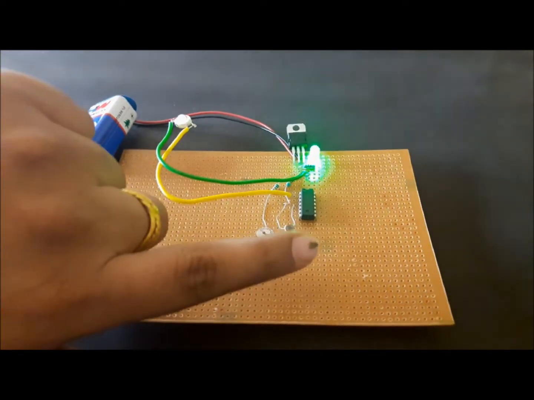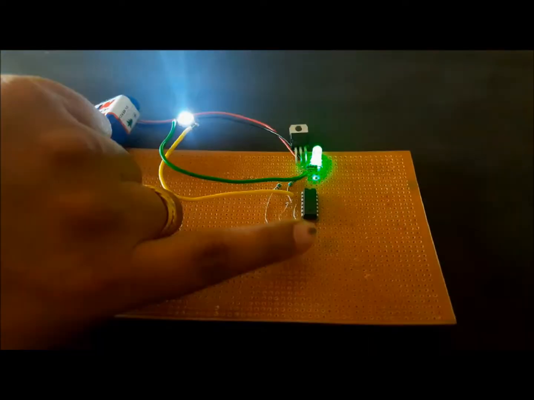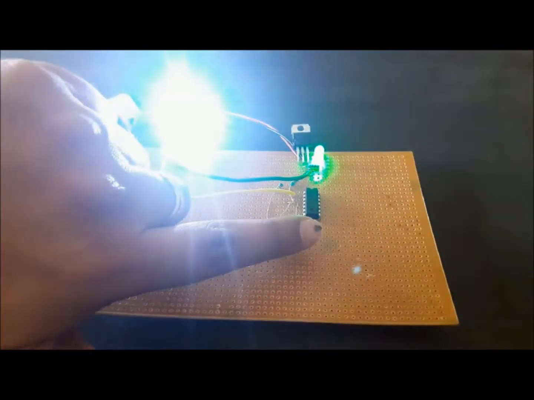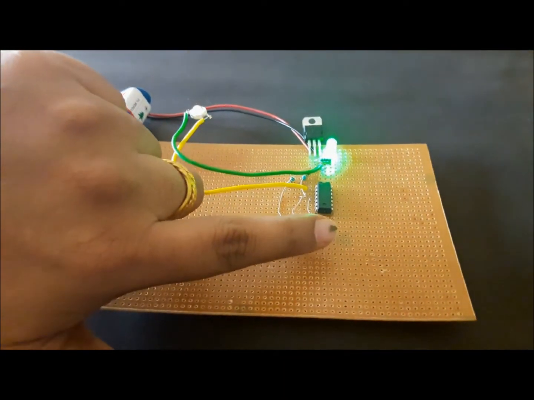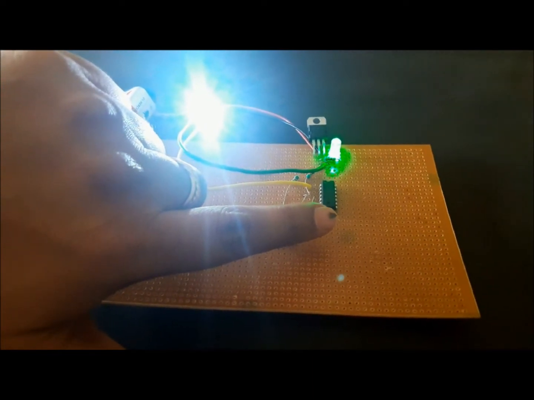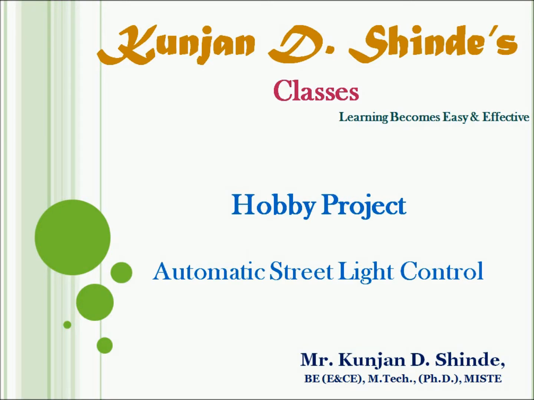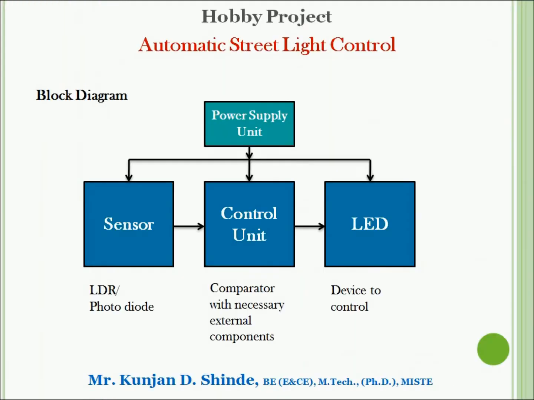Today, let us design this spectacular electronic circuit which is meant for controlling street light automatically. Consider this as a hobby project. Let us begin with the block diagram.